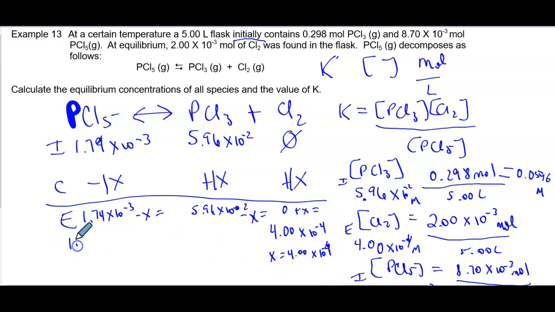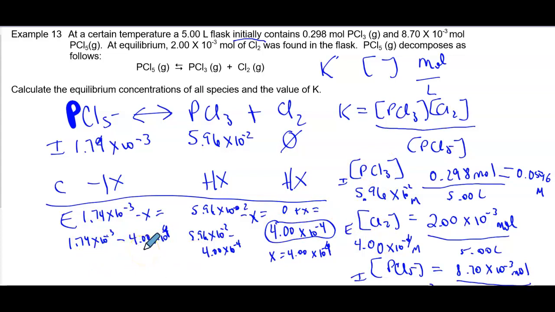So then we're going to take 1.74 times 10 to the negative third minus my x, which we know to be 4.00 times 10 to the negative fourth. I promise I'll get neater with this writing. Just using this pen is a lot different. Okay, so then this is going to be 5.96 times 10 to the negative second minus 4.00 times 10 to the negative fourth. So we're going to figure out what these are. We already know this value here was already at equilibrium. We calculated it from the beginning. We're going to get these two values by using this method.